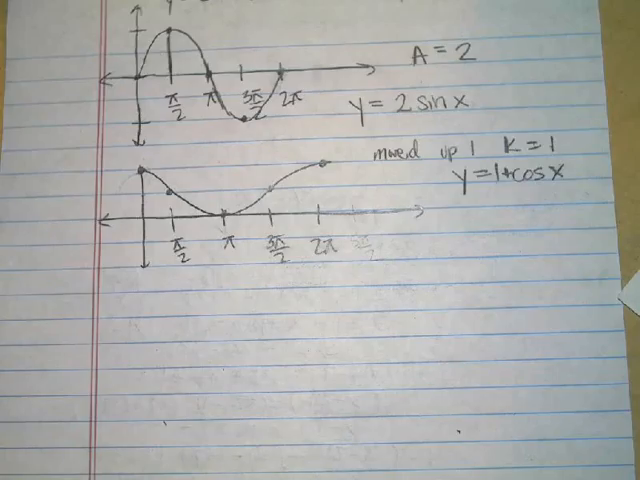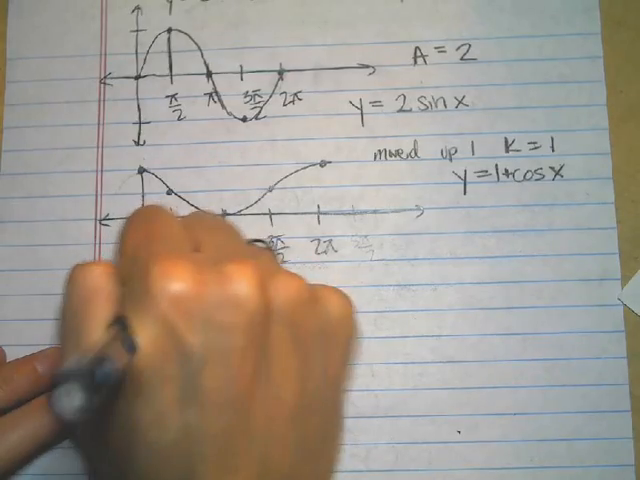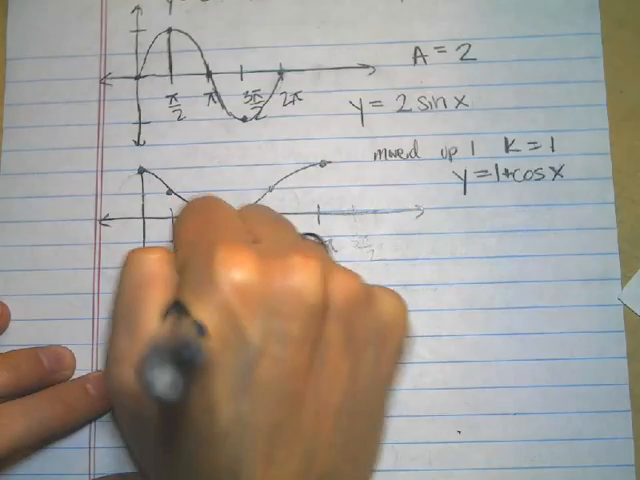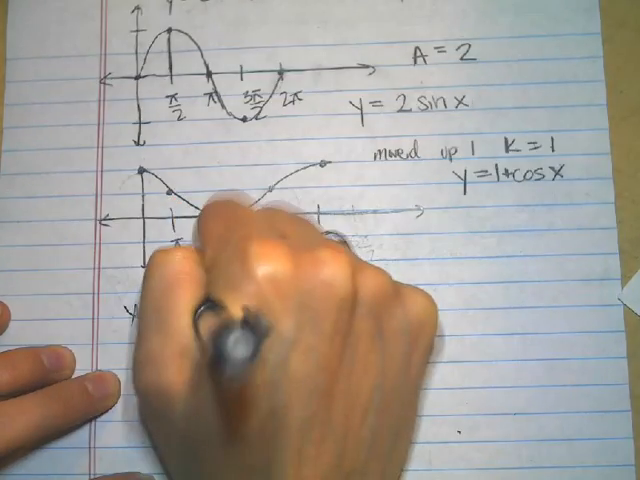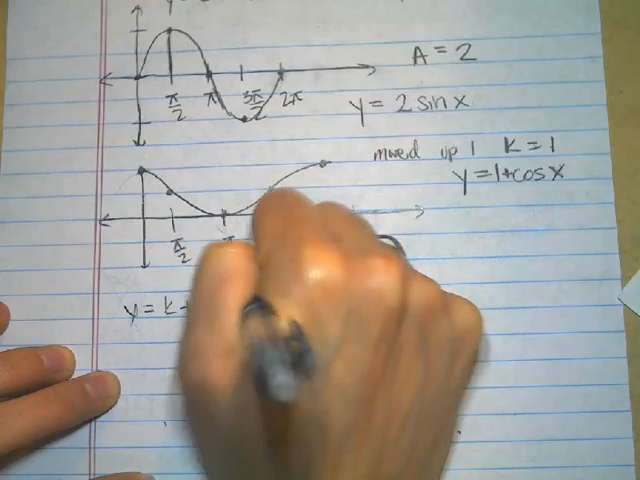Alright, so now we did the vertical things, which I will remind you was the outside. So, k plus a sine of bx minus h. So the k and the a, they're outside, they're vertical. Inside is horizontal, so we're going to look at horizontal stuff now.